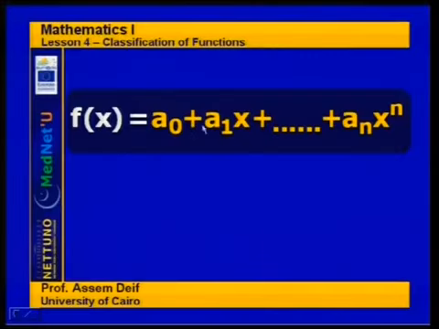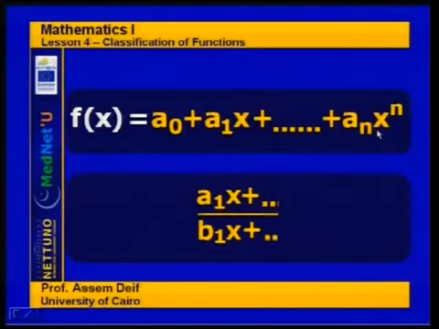This is another one, a polynomial. It's also an algebraic function. It's a sum of a finite number of terms, x and x squared, etc., up to x to the power n, where n is an integer. And f of x has domain R. And the range can be positive or can be R, etc., depending on n.